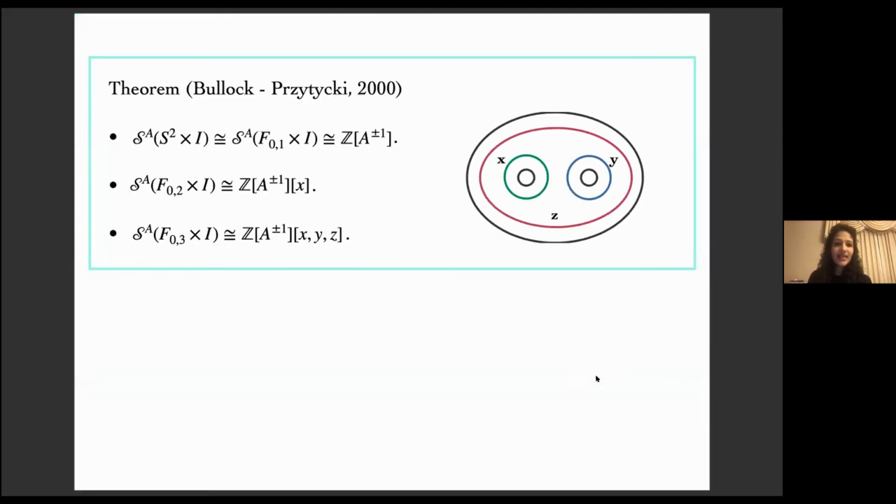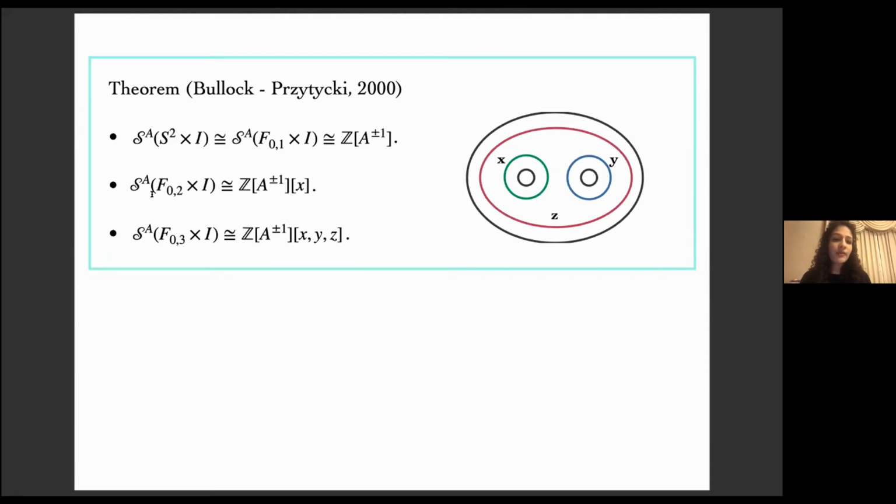First we'll discuss some commutative cases, so that means skein algebras which are commutative. This was proved by Doug Bullock and Przytycki in the year 2000. They computed the Kauffman bracket skein algebra of the thickened sphere, showed that it's isomorphic to the Kauffman bracket skein algebra of the thickened disk, which is isomorphic to the ring of Laurent polynomials in the variable A.